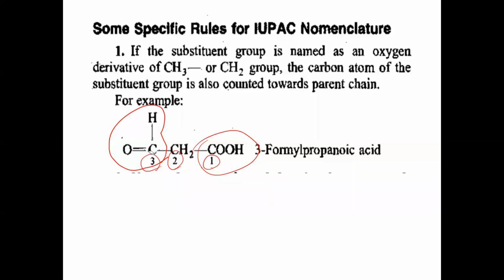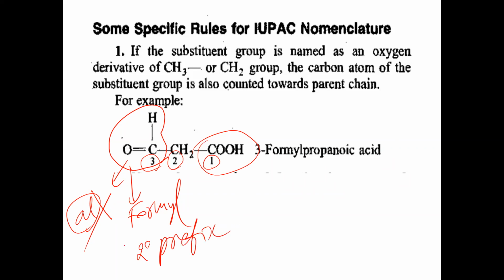Oxygen. That's why we should give the name. Now here, instead of formyl, for this we are not using AL here. AL is not used. What do we have to use for this? Formyl we have to use. So AL we should not use here. Formyl should be used. Formyl is called what? Secondary prefix. Secondary prefix should be used here.